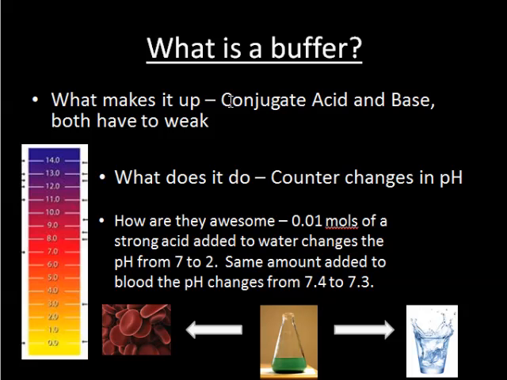Now, how are buffers awesome? They cause you to not die. Seems pretty good to me. If the pH of blood changes 0.4 in either direction from 7.4, you die in minutes. So, 0.01 moles of a strong acid is added to 1 liter of water. The pH changes from 7 to 2. The same amount of strong acid is added to 1 liter of blood, and the pH changes from 7.4 to 7.3. That's because of the magic of buffers.